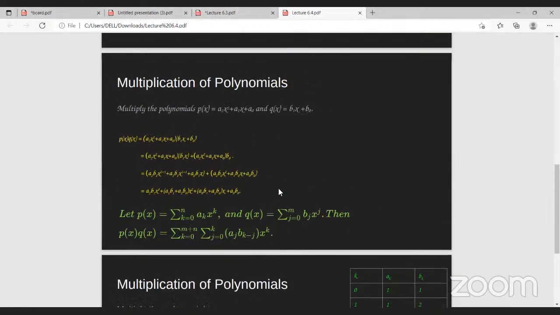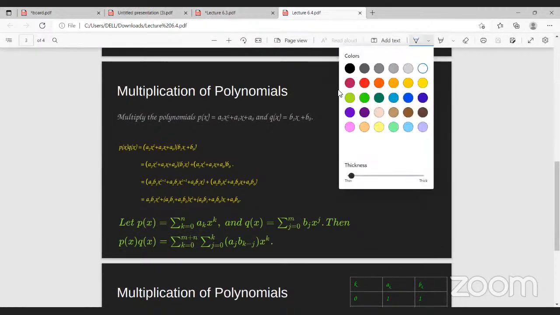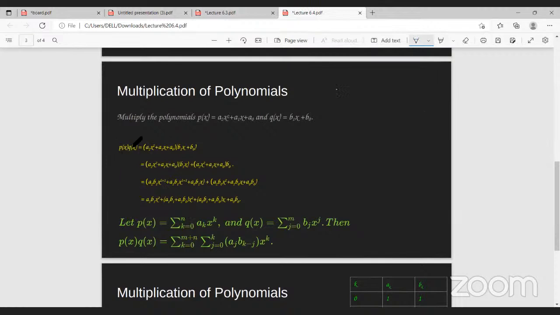Here also it is the same thing, but it is written in the general expression. So how he derived it, that I am not getting. He's multiplying p of x and q of x. For multiplication, we have to multiply the whole p of x with the individual term of q of x, or we can multiply the whole q of x with the individual term of p of x.